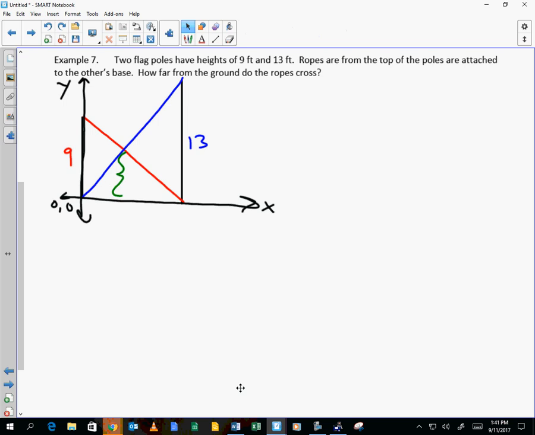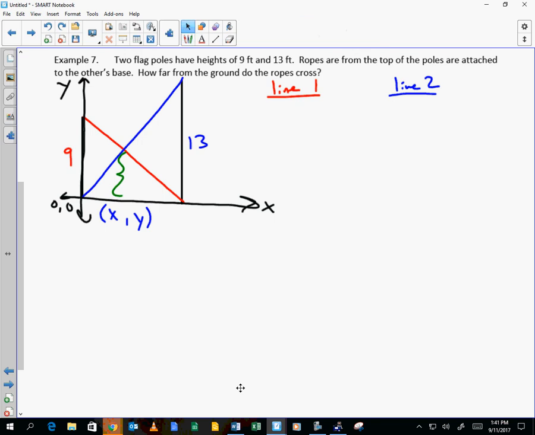In fact, I'm just looking at the intersection of two what? Two lines. We have line 1 and we have line 2. And when I find the intersection of 2 lines, I'm finding an XY value. Which value will tell me how high above the ground they intersect? The Y value. That's what I'm looking for. So let's just write an equation for 2 lines.